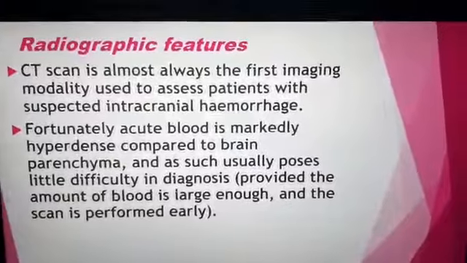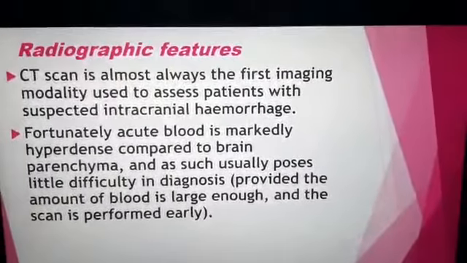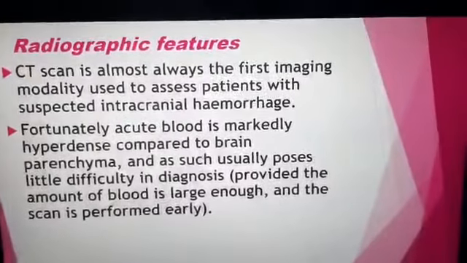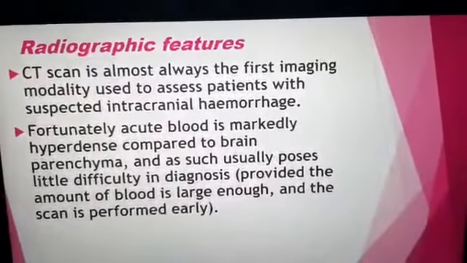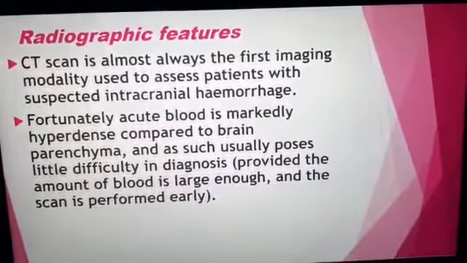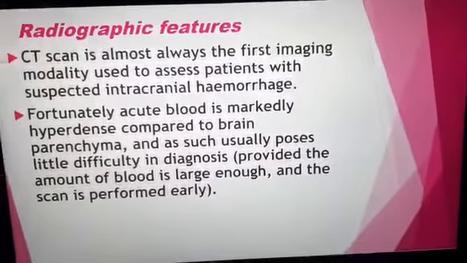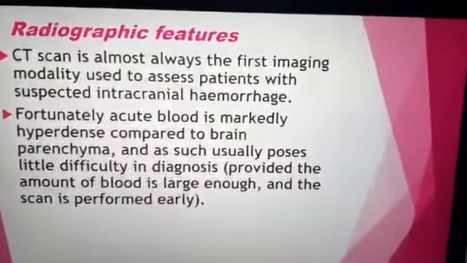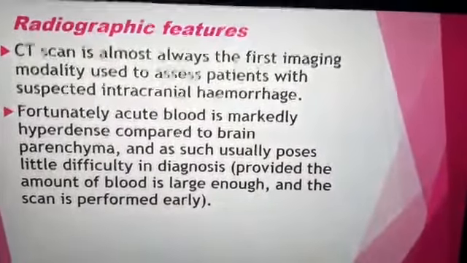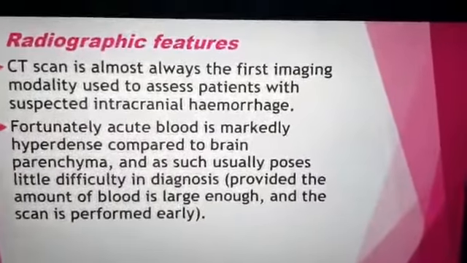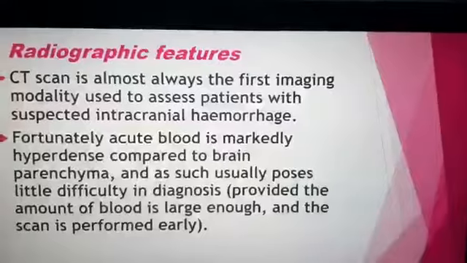The area of hyperdensity depends on the amount of blood. When there is a large hemorrhage, there is a large area of hyperdensity. When there's a small hemorrhage, there's a small area of hyperdensity. But the hyperdensity is obvious for diagnosis. Hyperdense means more bright, appearing as an area brighter than the adjacent brain parenchyma. So it's easy to diagnose because it's a bright area.